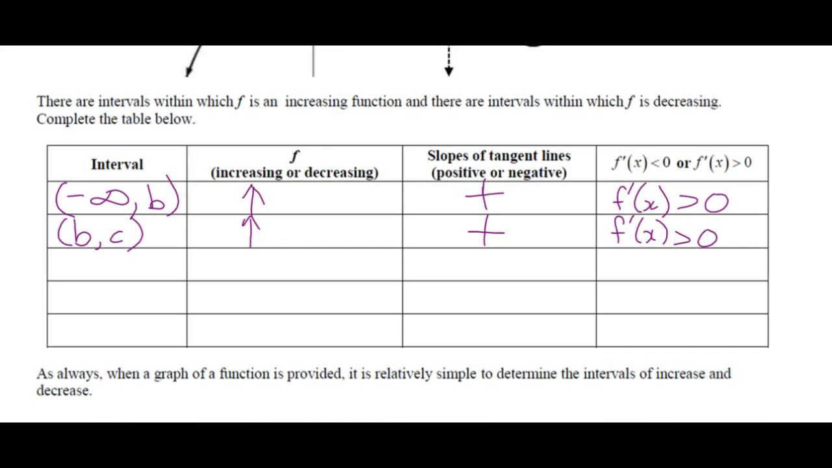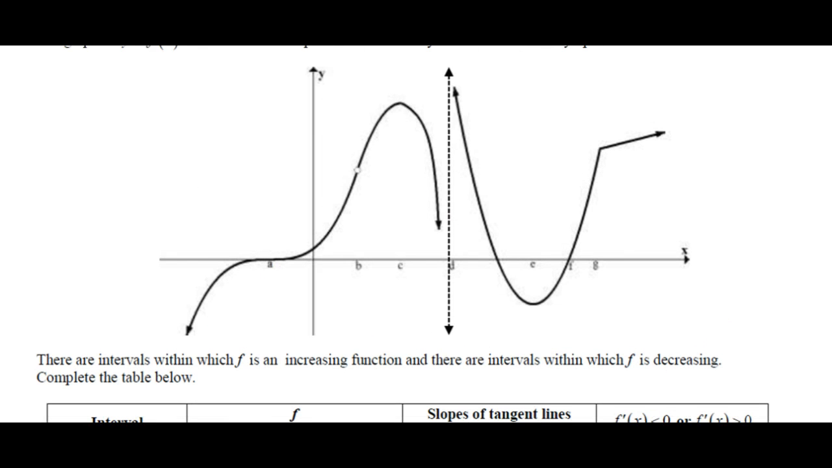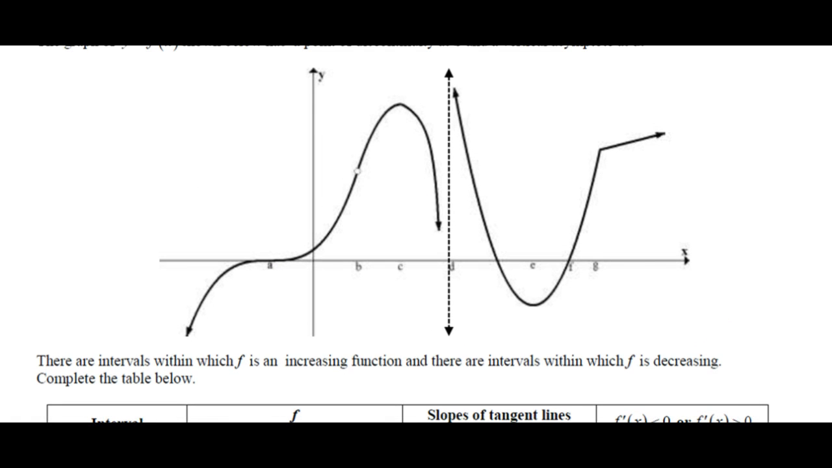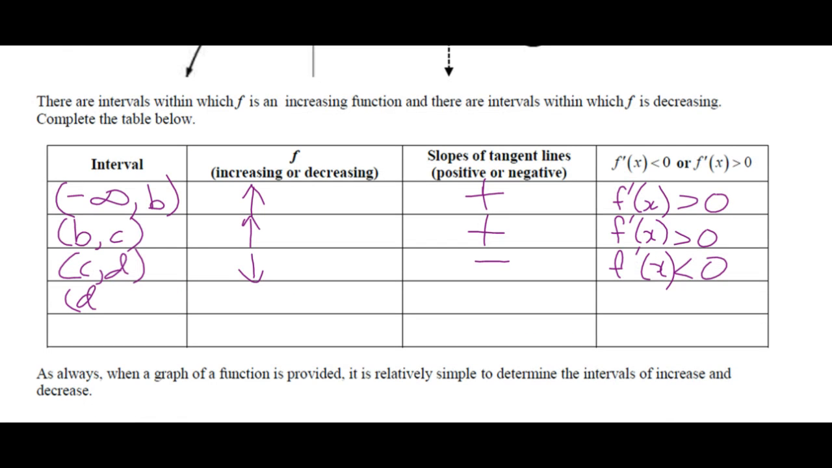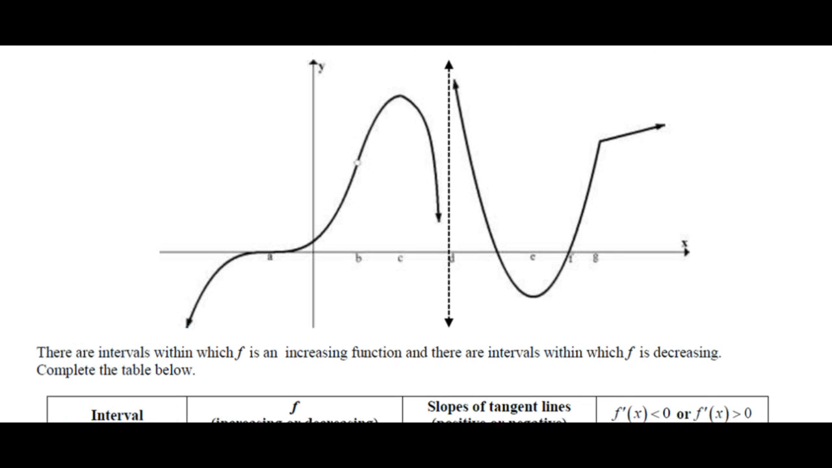Okay, from C to D. What's happening from C to D? Decreasing. Slopes? f prime of x? Negative. It's two ways of saying the same thing, right? These slopes are negative. And from D to E, because then what's happening is it's changing direction, right? I think we might have to squish a line in here at the bottom that's not there. From D to E, what's going on? Decreasing. Negative. f prime of x is less than 0. Perfect. From E to?